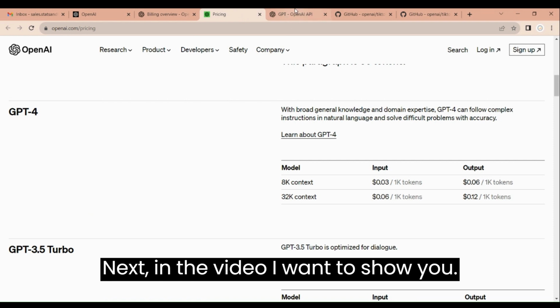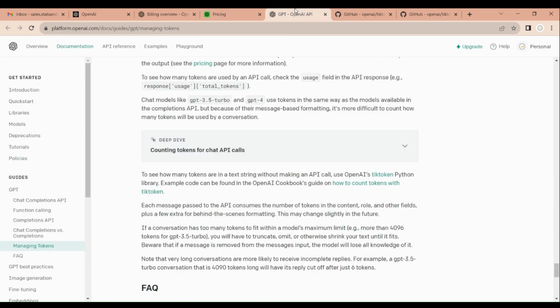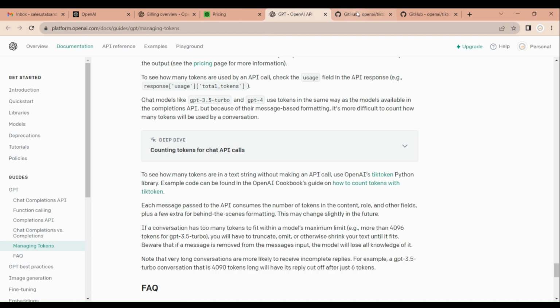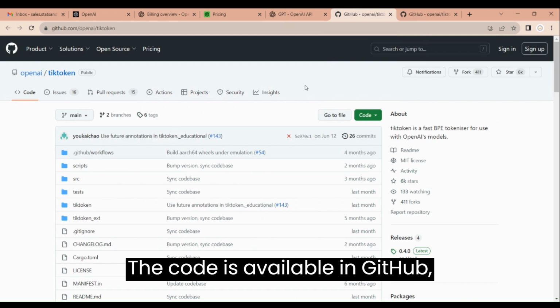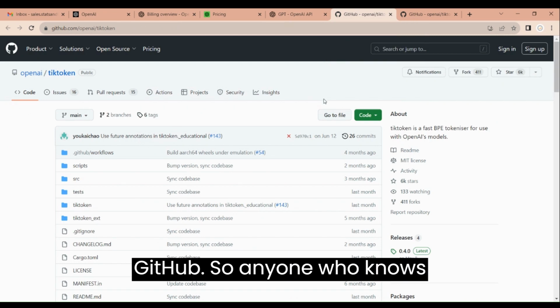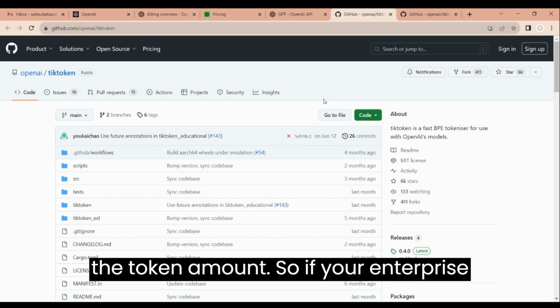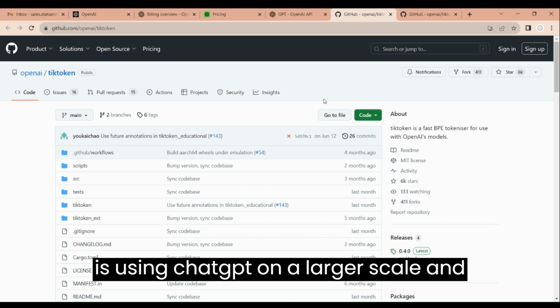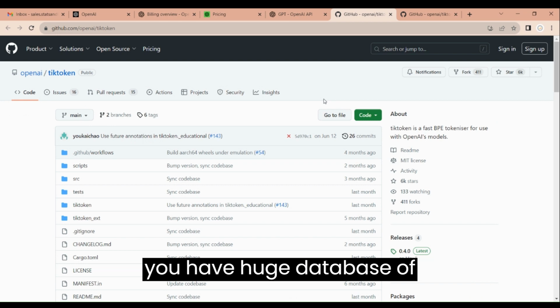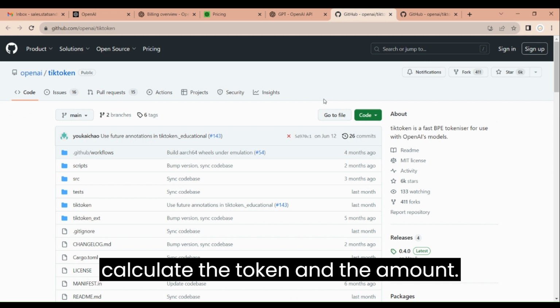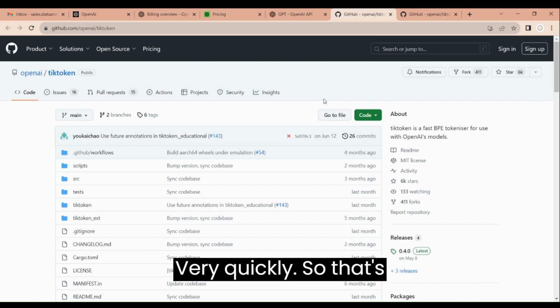Next in the video, I want to show you how you can calculate these tokens using an API. So the API is called tiktoken. The code is available on GitHub. So anyone who knows Python can use this API to calculate the token amount. So if your enterprise is using ChatGPT on a larger scale and you have a huge database of inputs, this API will help you to calculate the tokens and the amount very quickly.